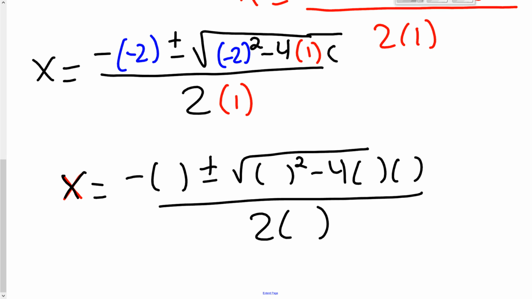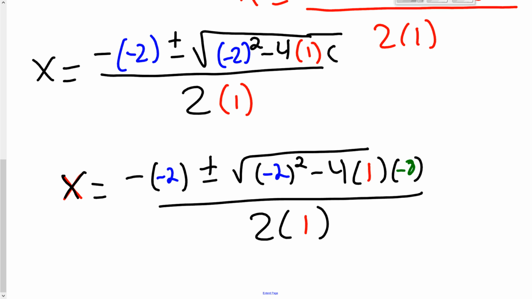And then you just plug in your b, which our b was in blue. And then plug in your a, which our a was in red. And then plug in your c, which we'll do in green. Negative 8. So there you go. If you write it in that format, that kind of outline, then you can just plug in your numbers.